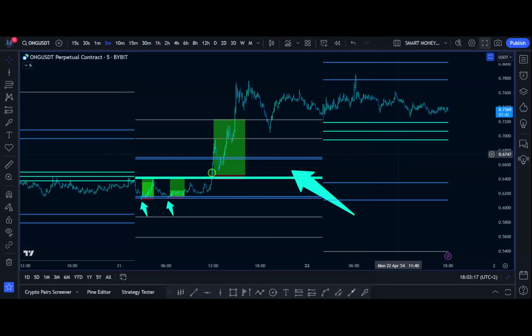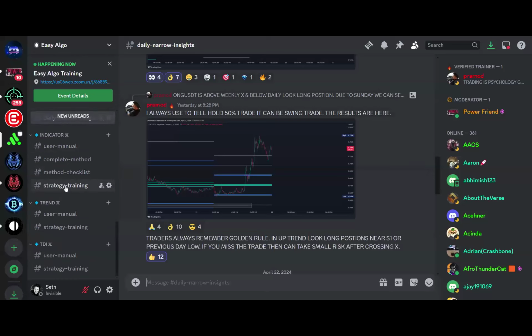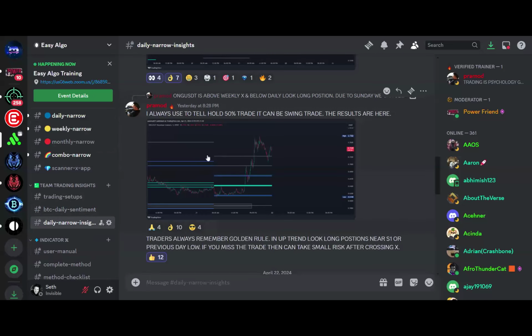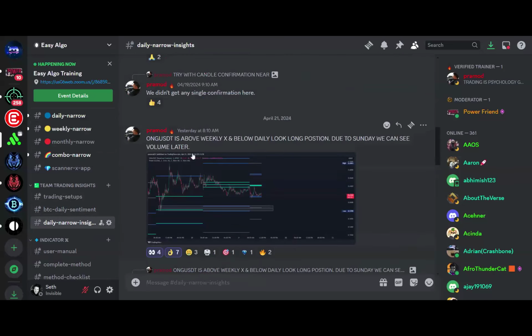And also, guys, when you go into the group now, I'm just going to take you into the group. I want to show you when we go into the actual group and we look. See, Pramod is going to give. We've got this area where it says Team Trading Insights. And you can see here, this is what Pramod posted.